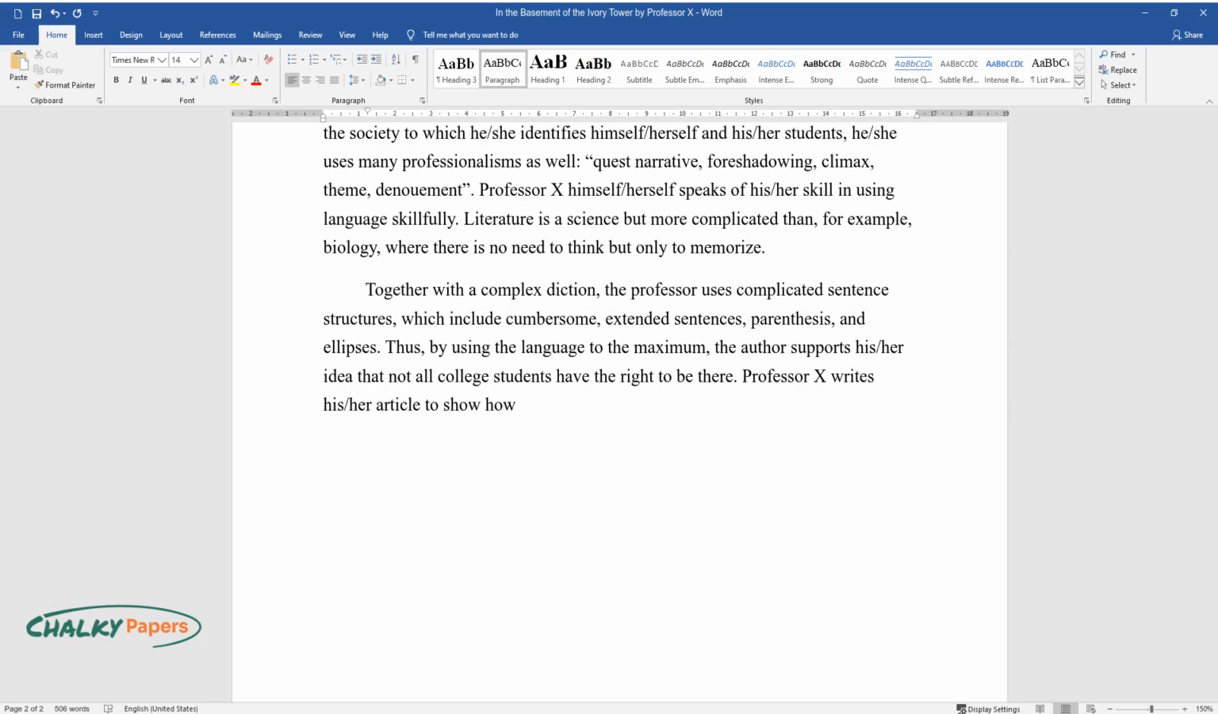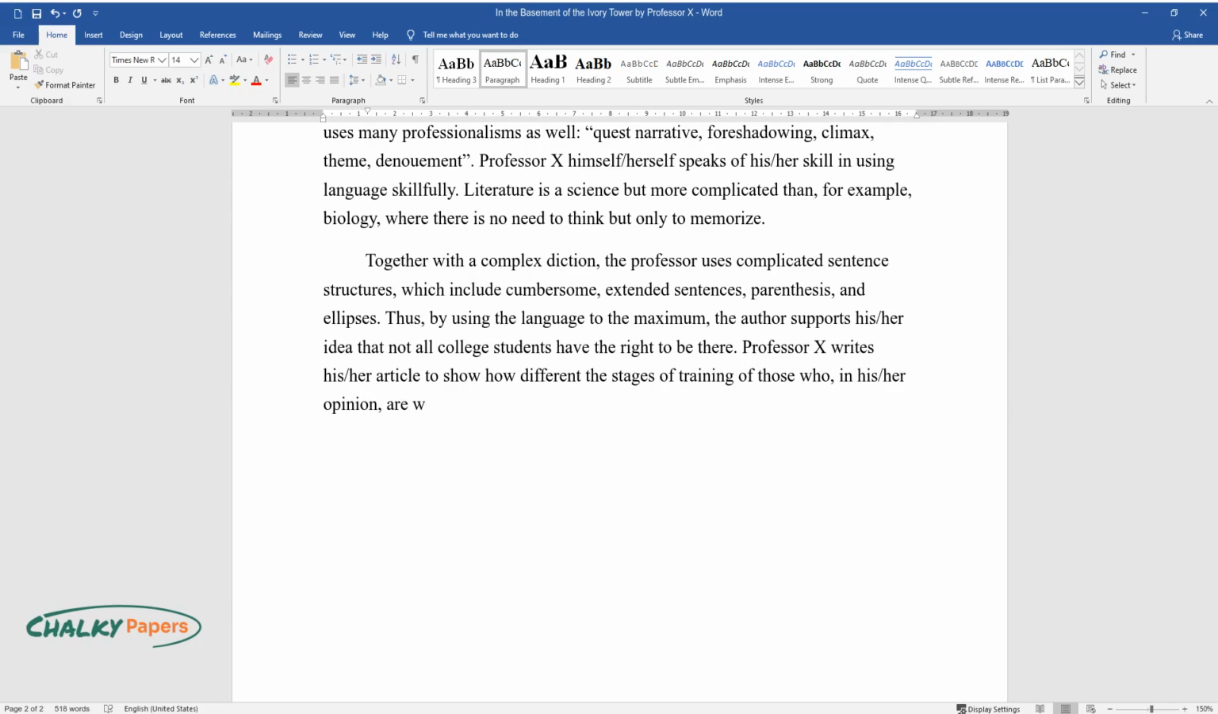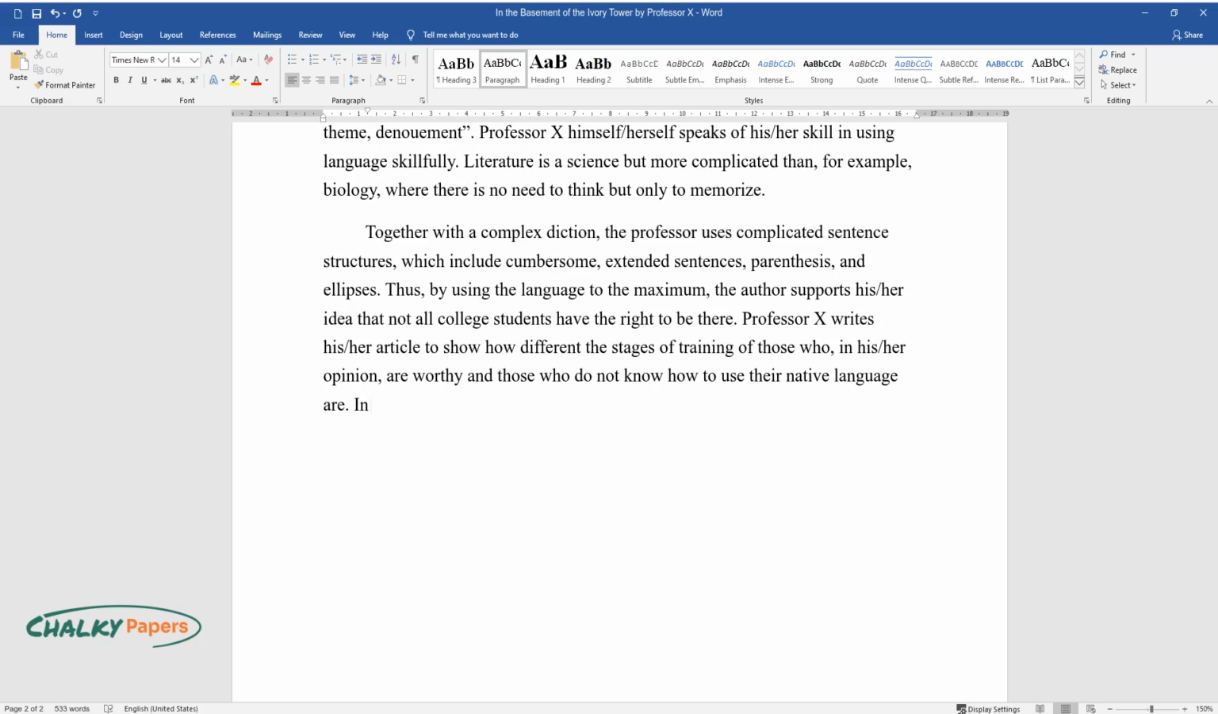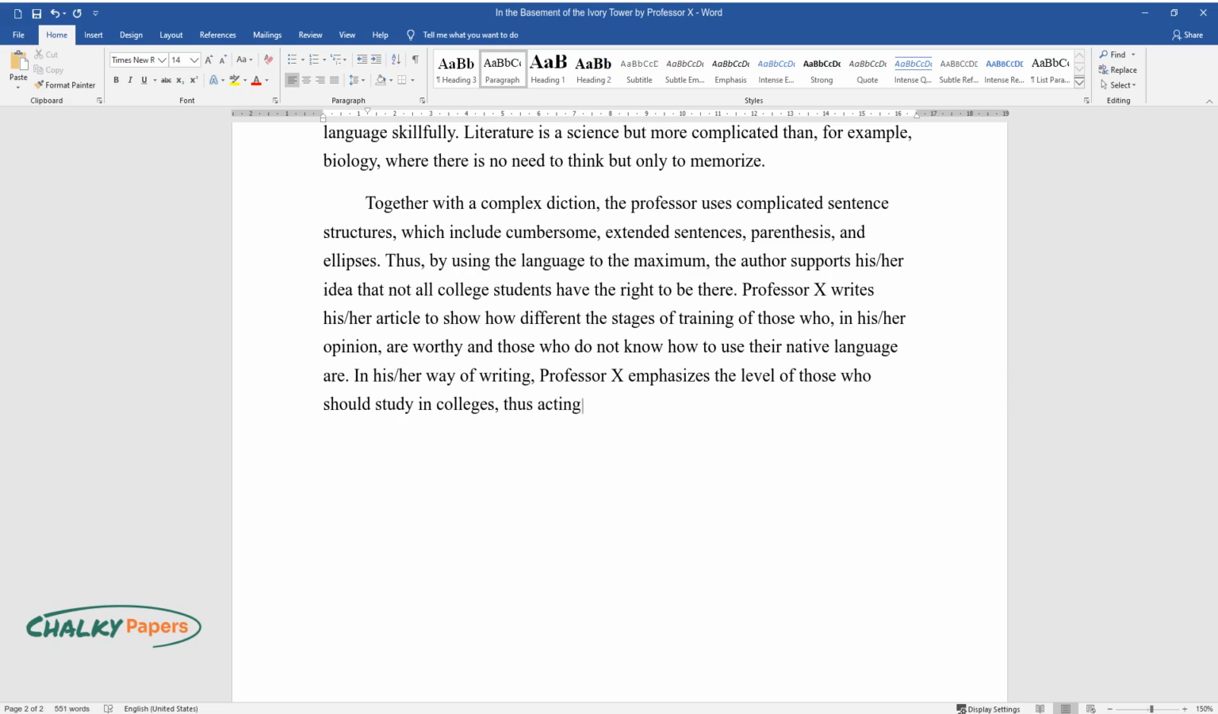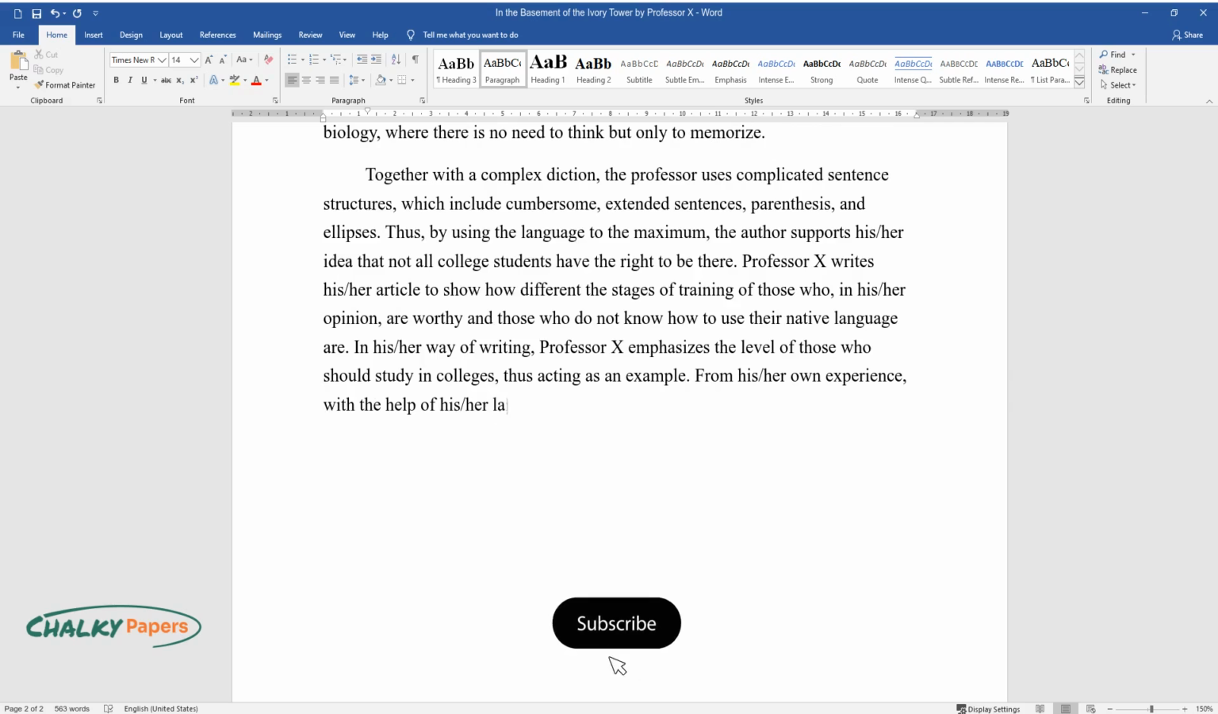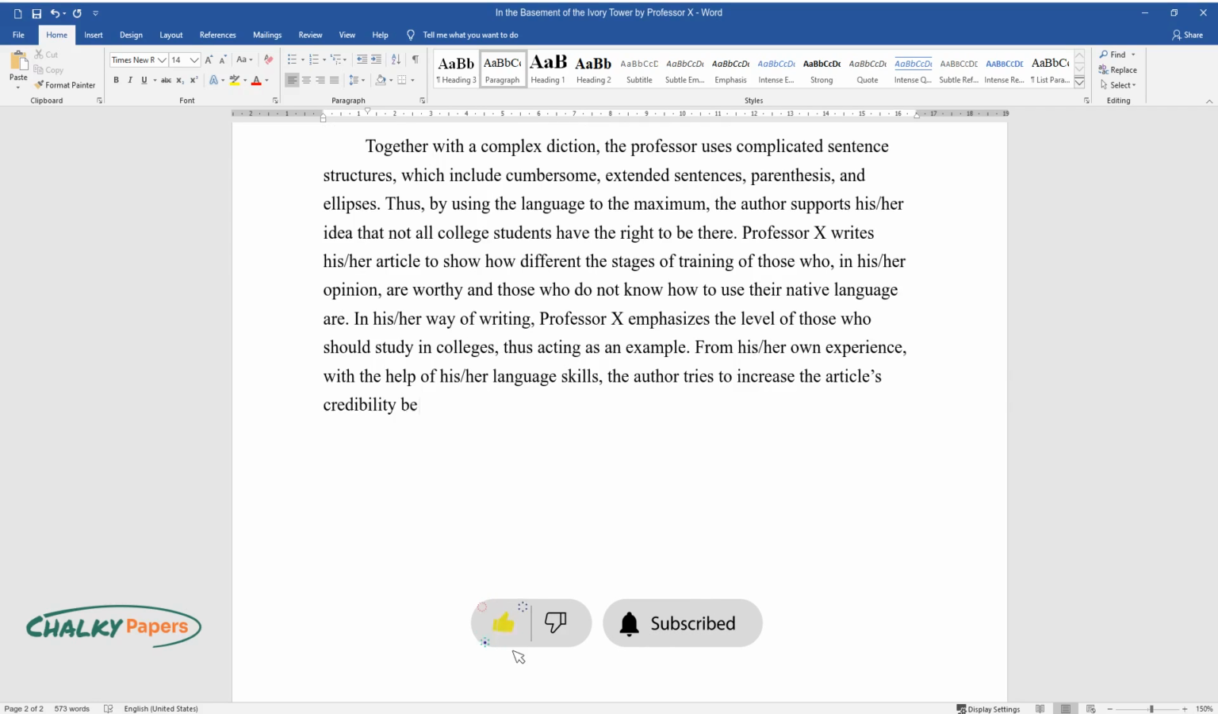Professor X writes her article to show how different the stages of training of those who, in her opinion, are worthy and those who do not know how to use their native language are. In her way of writing, Professor X emphasizes the level of those who should study in colleges, thus acting as an example. From her own experience, with the help of her language skills, the author tries to increase the article's credibility because only educated people can appreciate it.